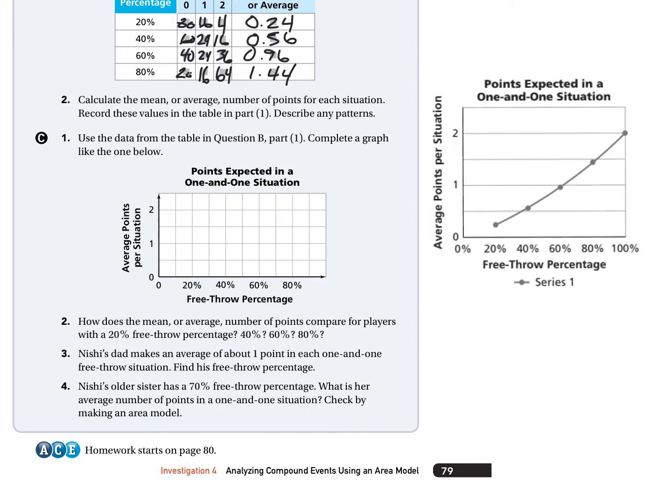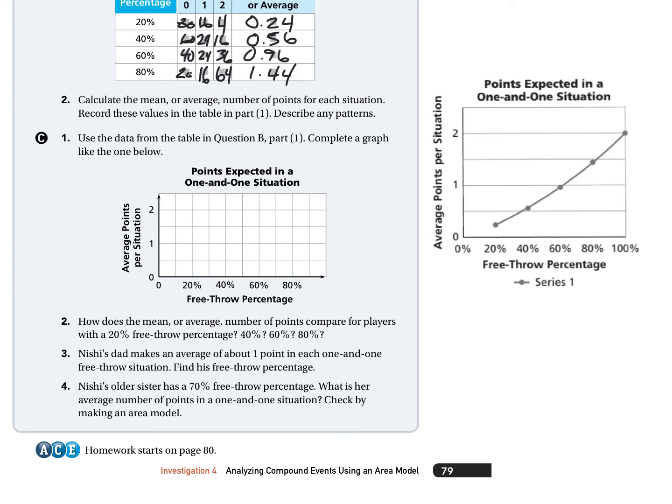Number 3, Nishi's dad makes an average of about 1 point in each 1-and-1 free throw situation. Find his free throw percentage. Okay, so if we look at our graph, 60% matches right up with 1. So we could guess that it's probably right around 60%.